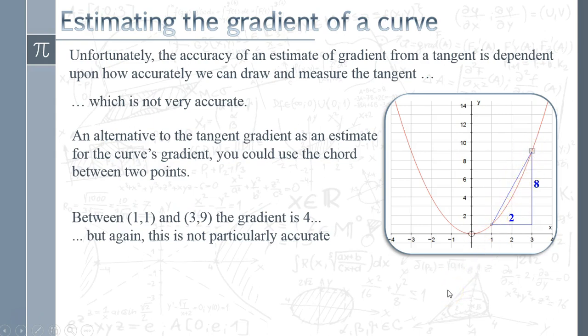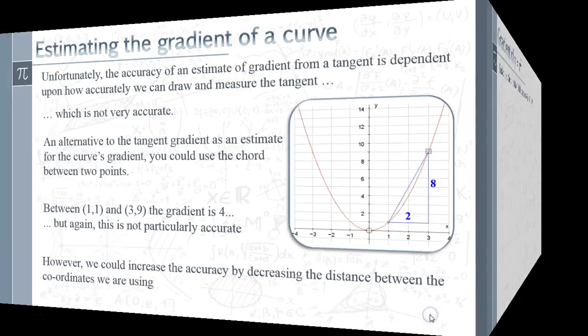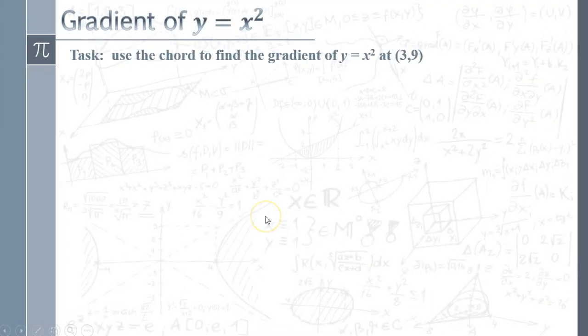One thing we can do though is say, well, in order to get that chord closer to the red line, what we could do is just decrease the distance. So if I'm interested in this point here and the gradient at this point, rather than picking a point all the way down here, I can just imagine saying, okay, rather than this point, let's pick a point maybe here, and that would bring the chord a bit closer, or up here. And so the closer we get to our point that we're interested in, the better the chord is going to become as an estimator.